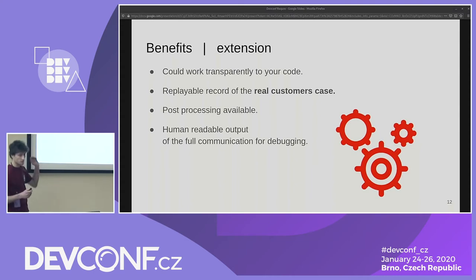We also have the possibility of some post-processing, so you can make the response file smaller, or you can remove some headers that cannot be saved in Git, for example. So there are some security issues as well with Requre. And since we are using YAML, you can watch the communication and see what really happens.